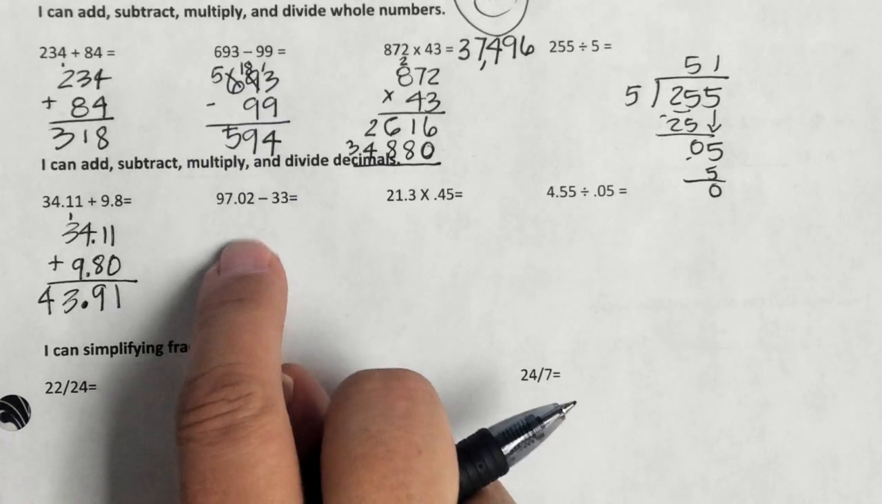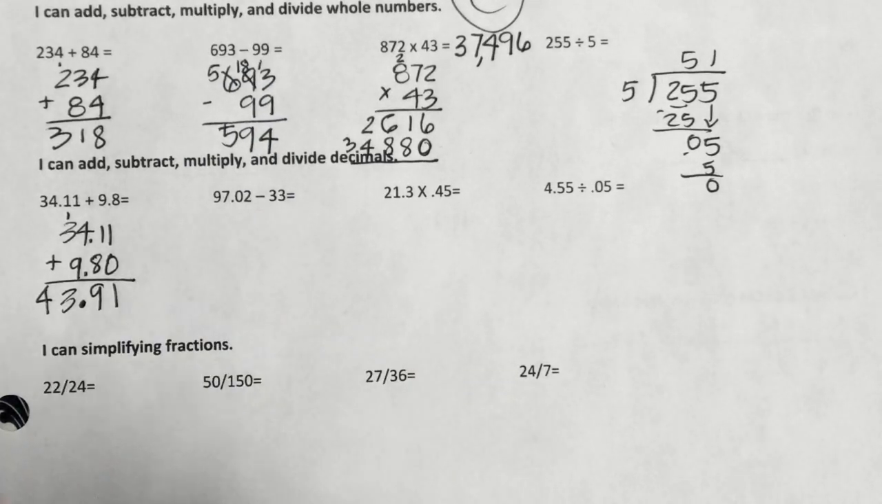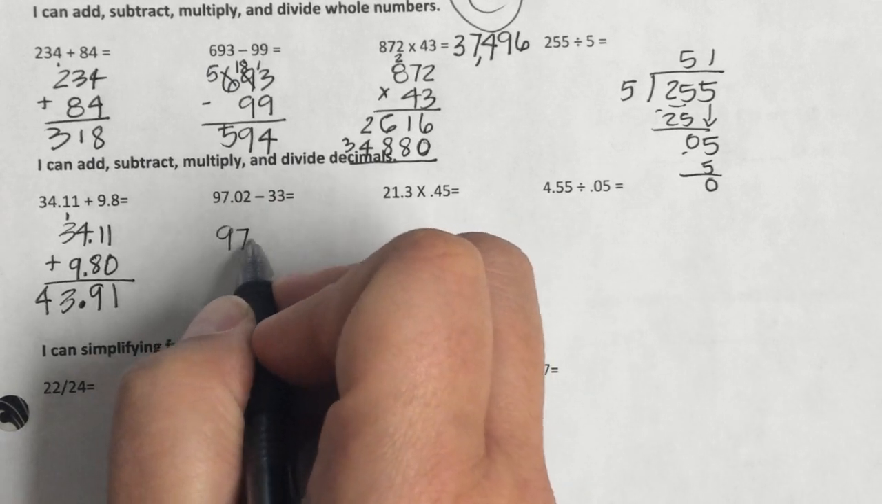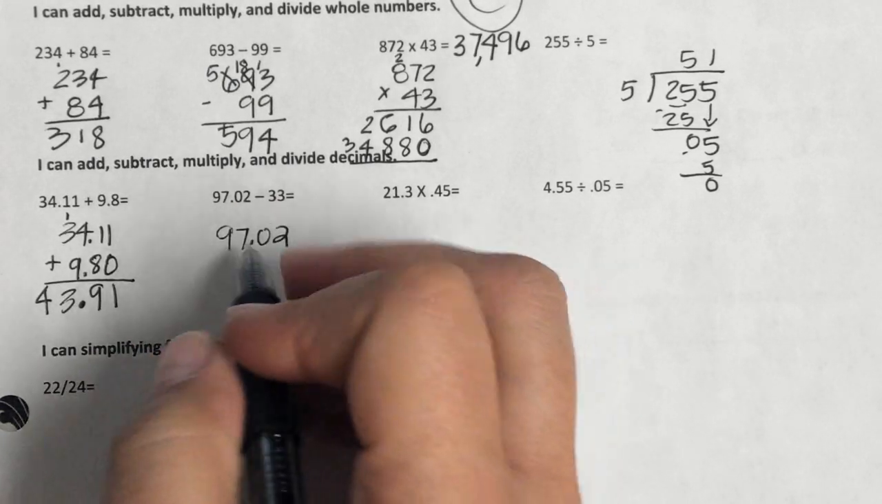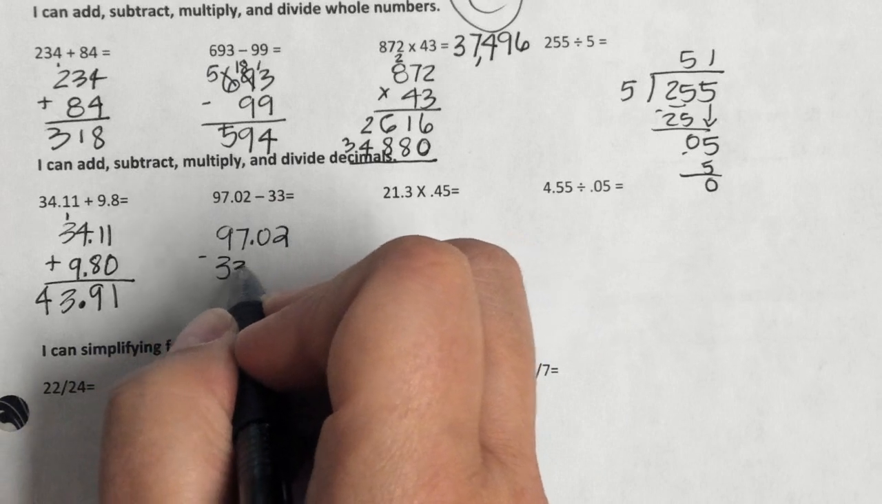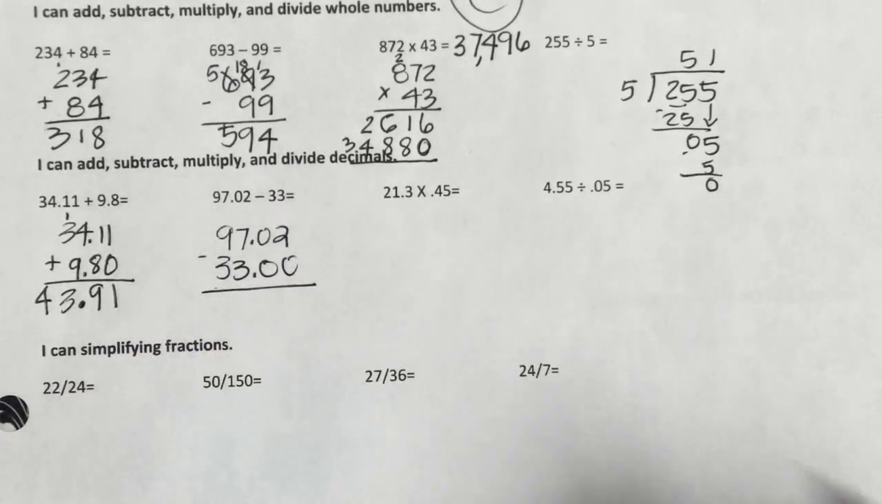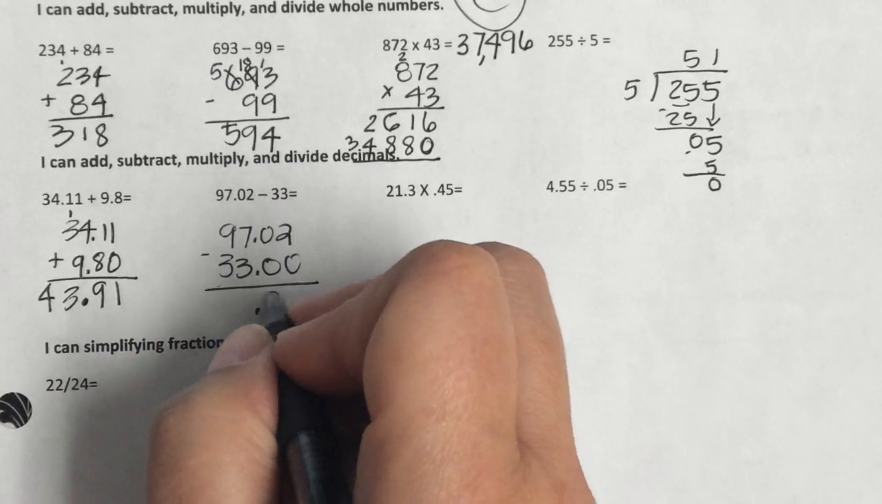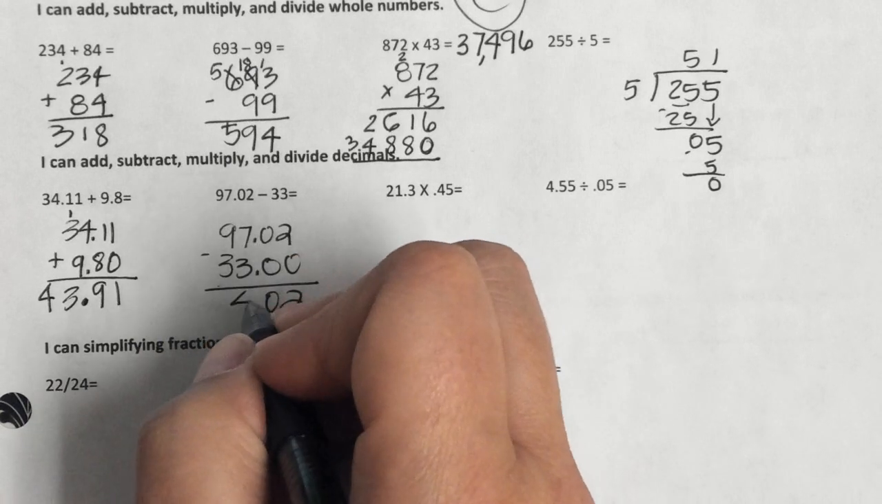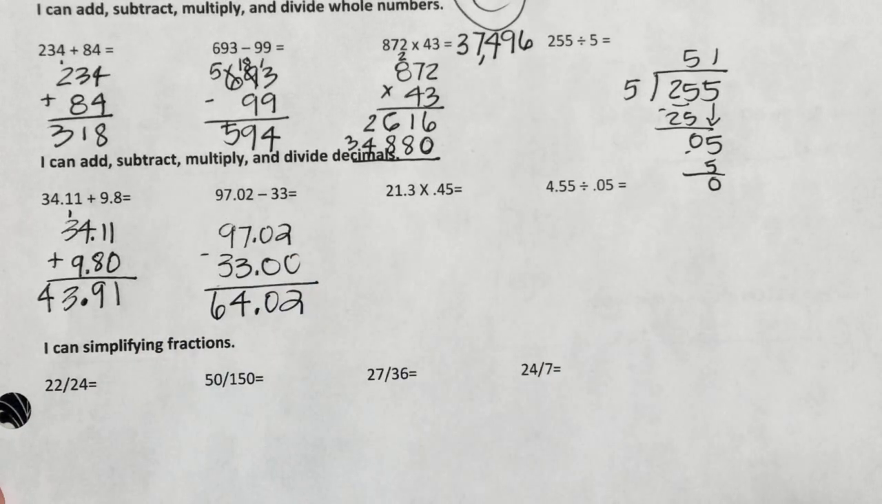All right, so again, I have a whole number on this one. Where is my decimal in a whole number? Behind it, okay? So I've got to line this up. Okay, so that would be 200ths. So 64 and 200ths.